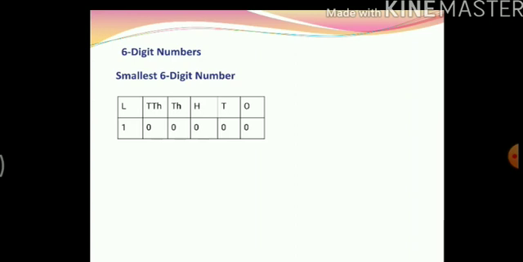100000. In words 1 lakh. You see, as one digit increased over here, one more place value increased. So now the place value starts from ones, then tens, then 100, then 1000, then 10,000 and finally lakh.